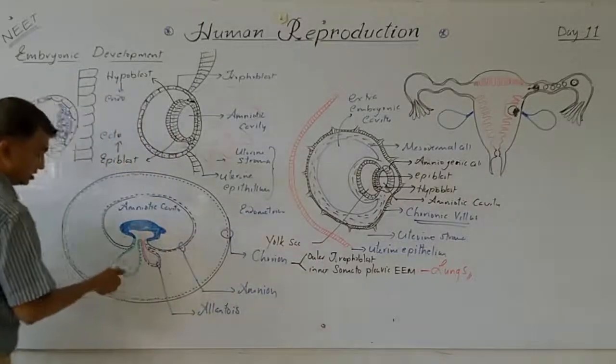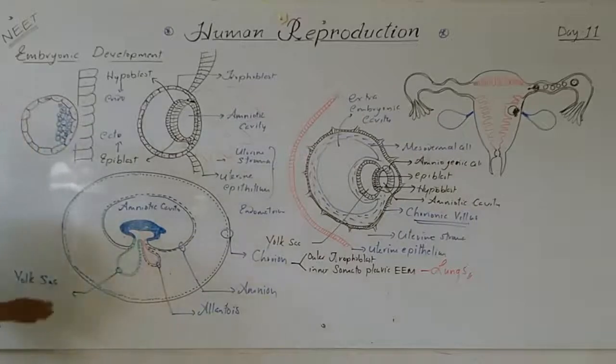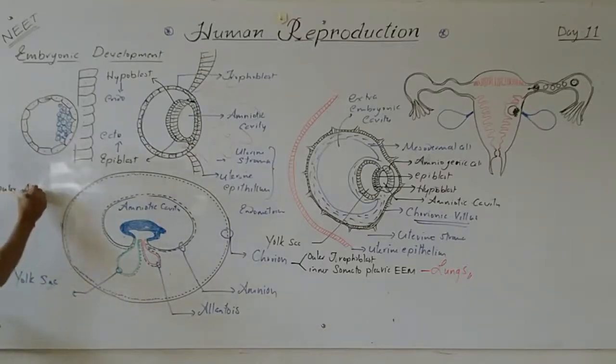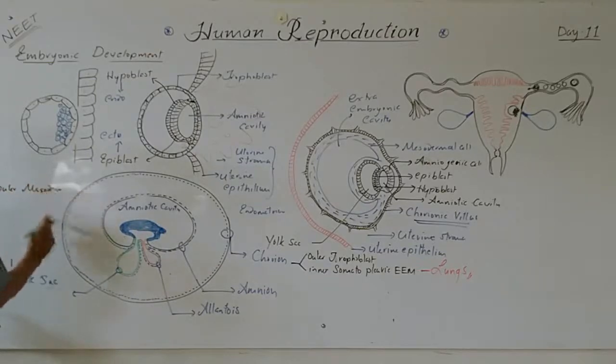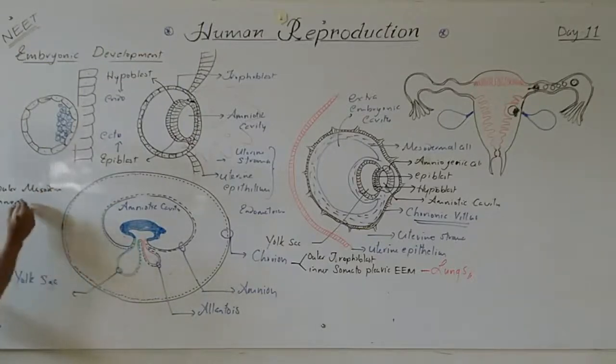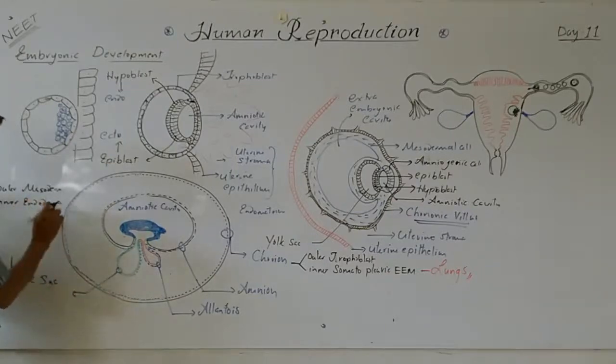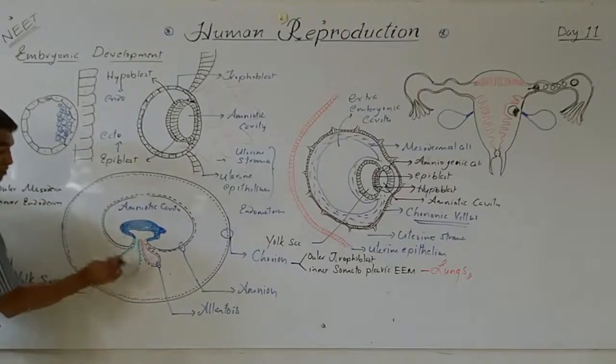The second one is the yolk sac. The yolk sac is made up of outer mesoderm and inner endoderm. This mesoderm is a splanchnopleuric extraembryonic mesoderm, totally different from this one.